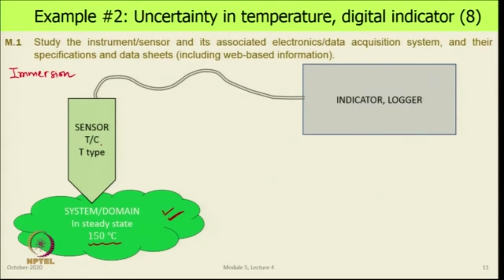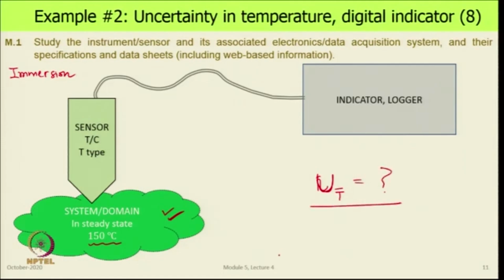We will use a sensor, thermocouple T type, and take its wires and connect it to an indicator or logger that we saw in one of these pictures here. And we will say that I want to make such a measurement in my experiment in the future. When I make my experiment, if I use this particular sensor and this particular indicator or data logger or DAS, then what is the overall uncertainty I can expect in my temperature measurement?